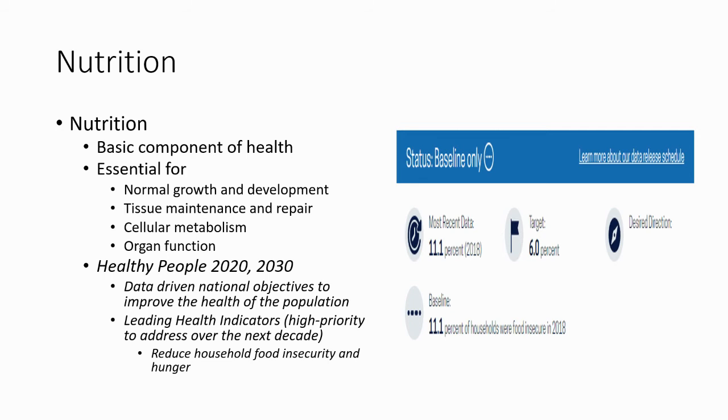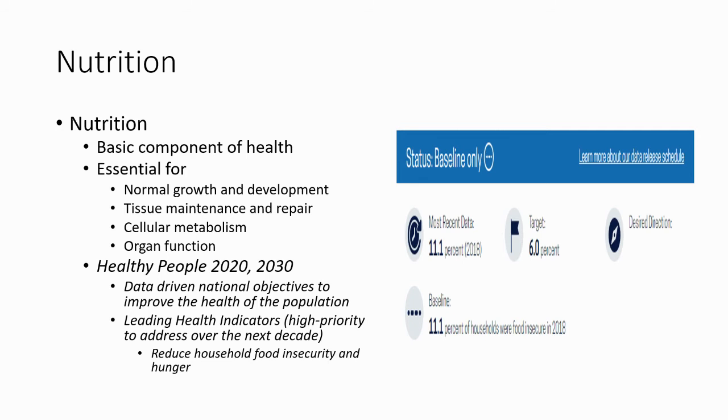Now, there are leading health indicators which are high priority to address over this next decade. And among those priority indicators is the reduction of household food insecurity and hunger. You would think that would not be a problem in this country, but it actually very much is. The most recent data that we have is from 2018, and the target that they have set for household food insecurity and hunger is 6%.